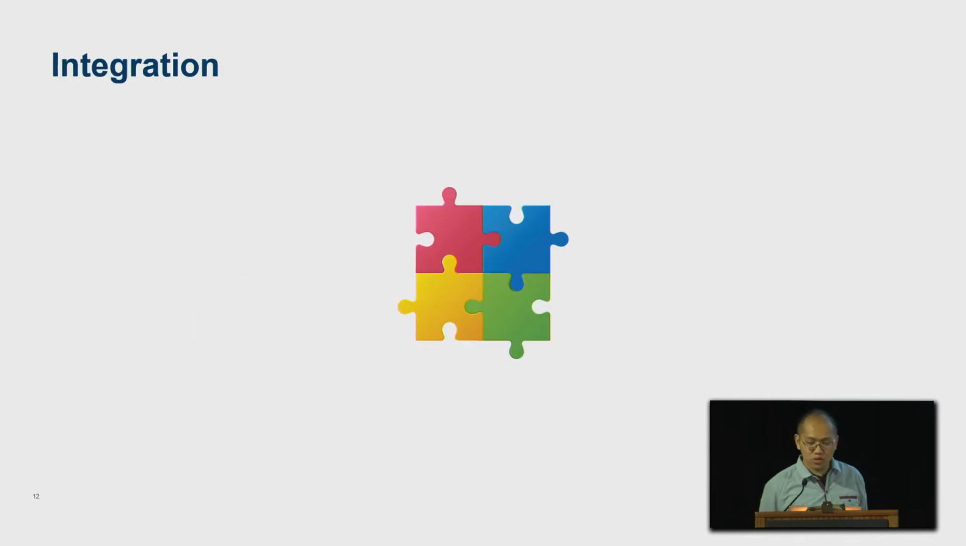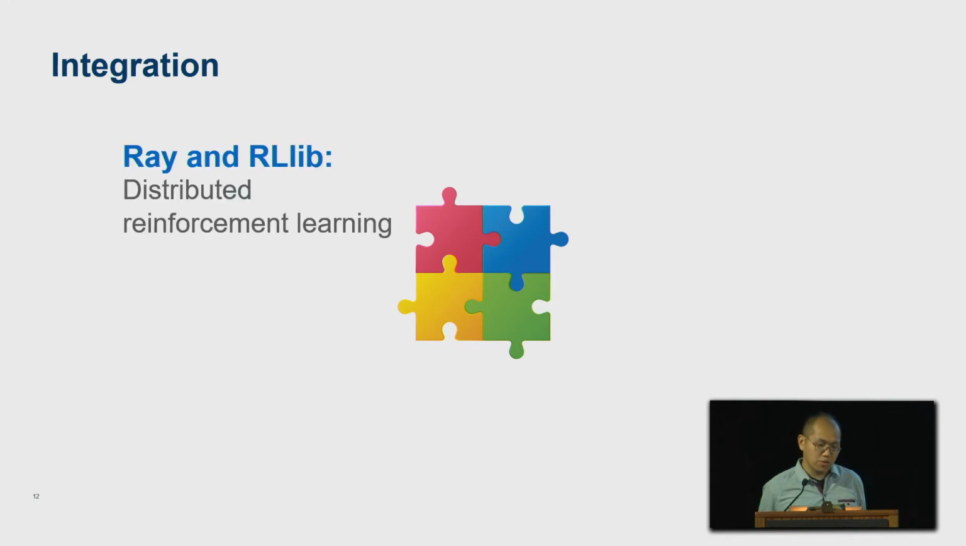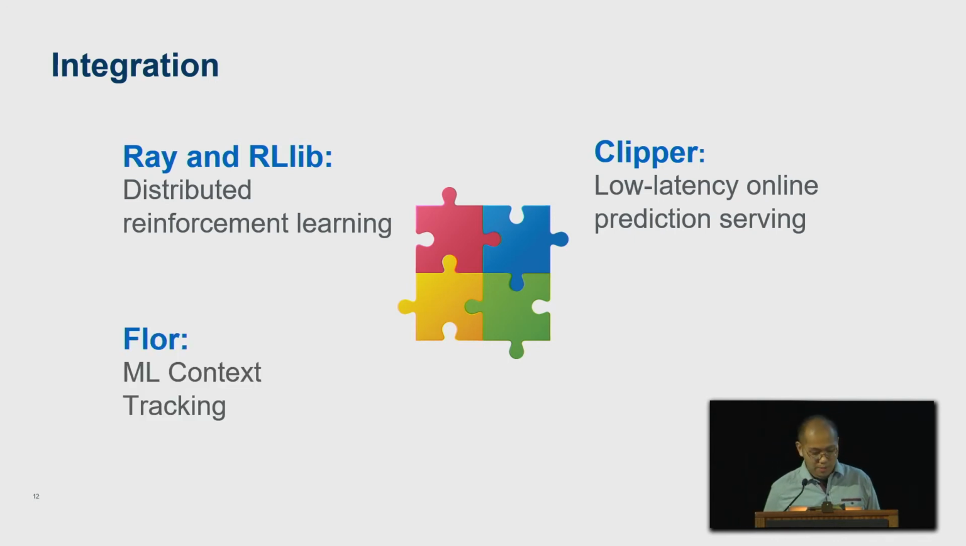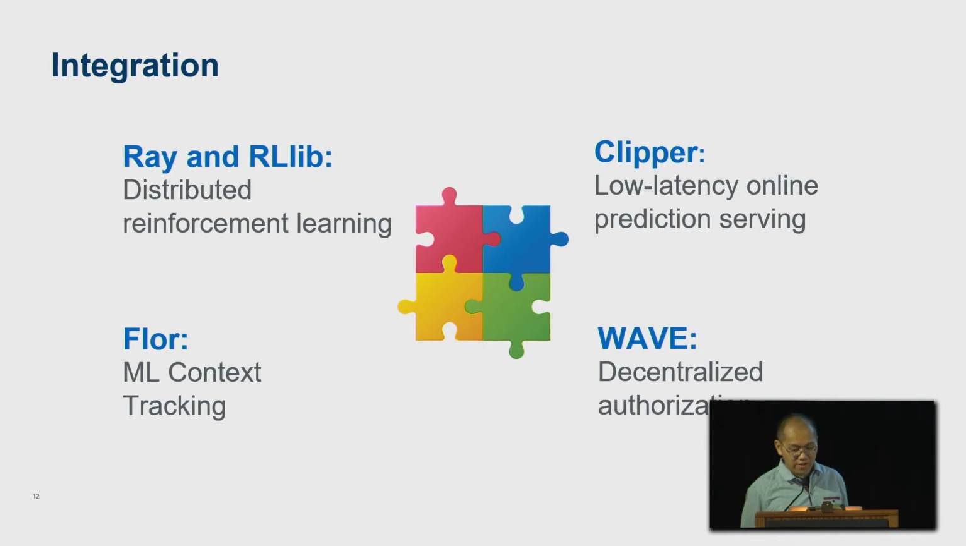Finally, at the end of the day, we'll talk about integration. So far, you have learned about several systems, in AI systems, data analytics, and security. For example, you have learned about Ray and RLlib, which is for distributed reinforcement learning. You also learned about Clipper, which gives you low latency online prediction serving. You also learned about Flor, which is for machine learning context tracking. And finally, today you will learn about Wave, which is for decentralized authorization.